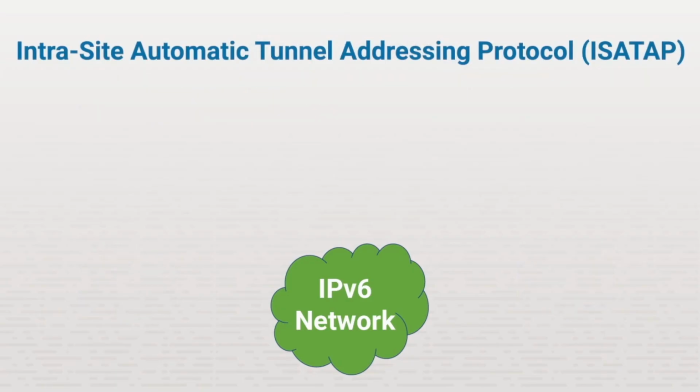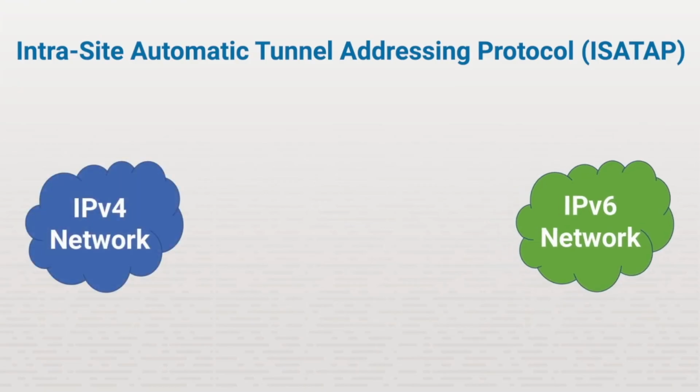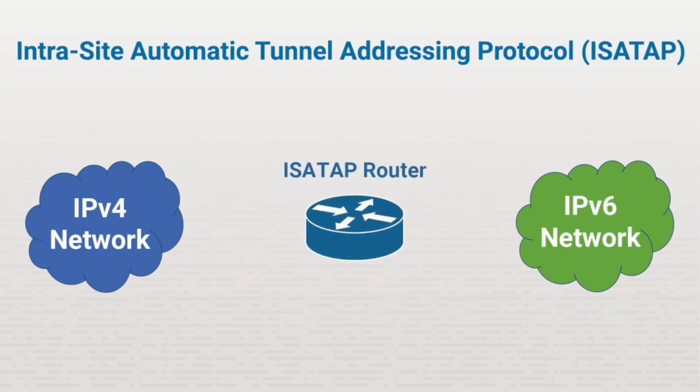Finally, we have intersite automatic tunnel addressing protocol tunneling, or ISATAP tunneling. This is used when there are two sites within the same network, but one is using IPv4 and the other is using IPv6. In this case, the router itself is a dual stack router running both IPv4 and IPv6.